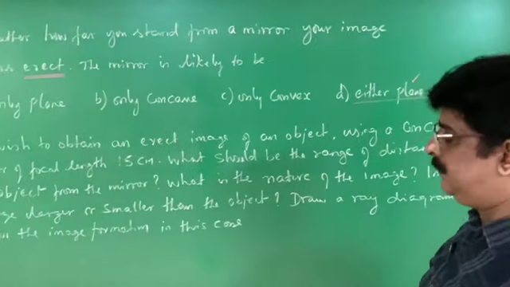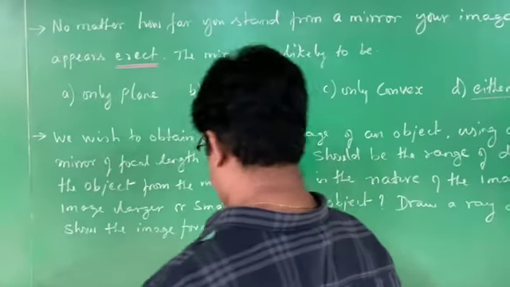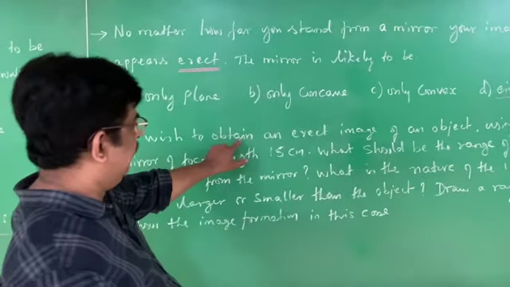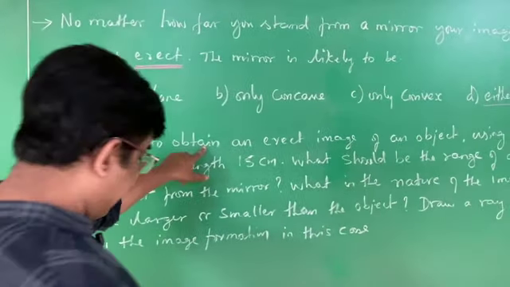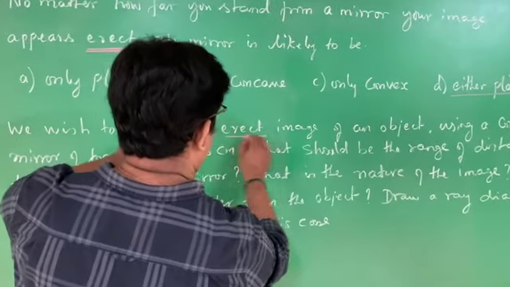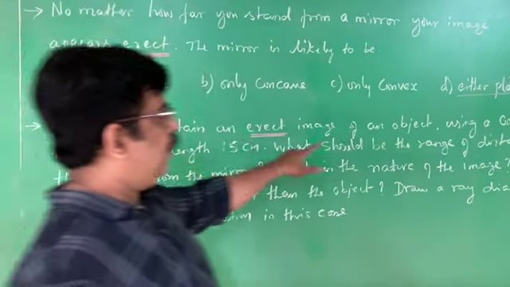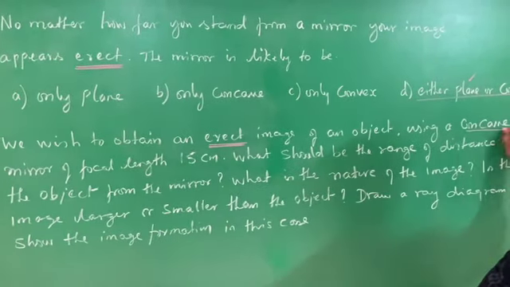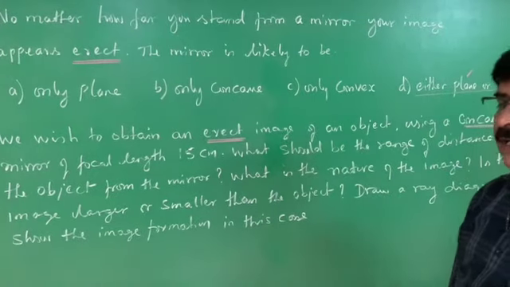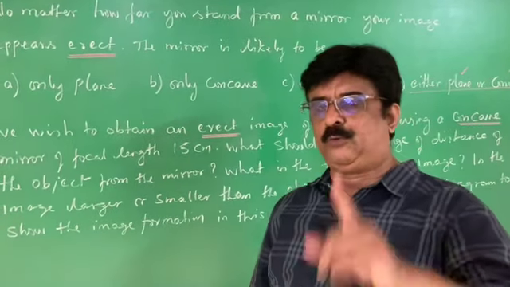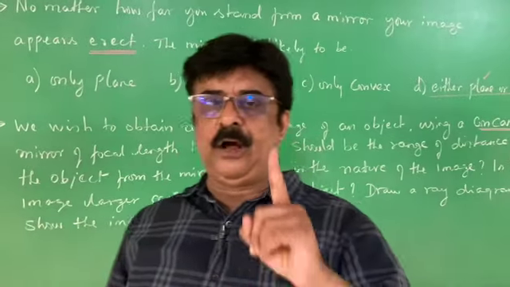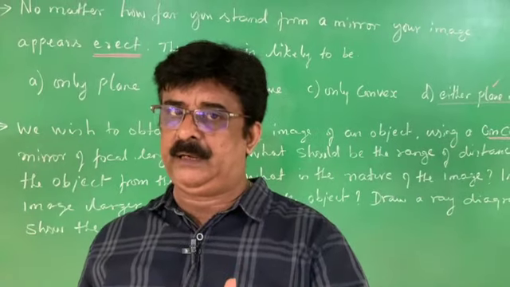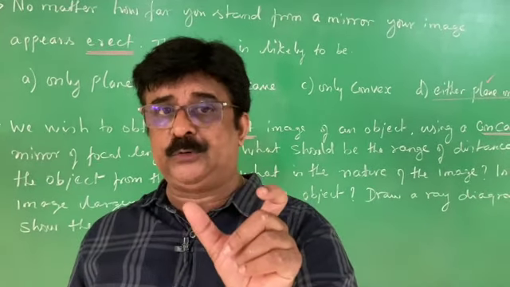Right? And third question. This is a very lengthier question. The question is like this. We would like to obtain an erect image of an object using a concave mirror. Try to understand. Concave mirror produces erect images only under one condition. When the object is placed between P and F, then only we get erect images. Why? Because in that position only it produces a virtual image.